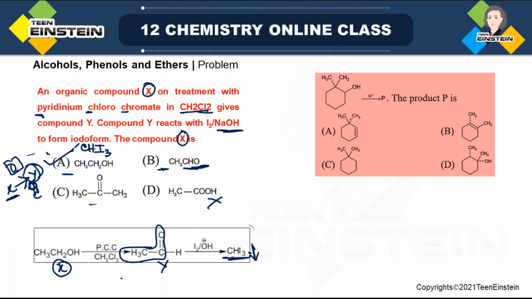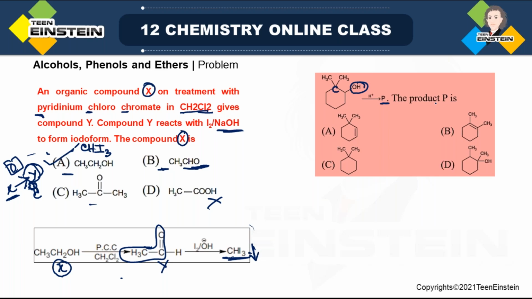In this molecule, we have a cyclohexane system. There is OH, that means it is an alcohol. Two methyl groups are also present at this carbon. In presence of H plus, we are getting P. We have to find the product P.